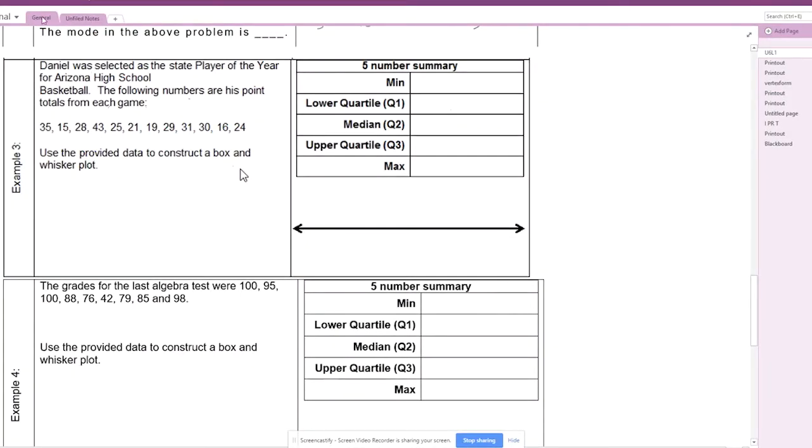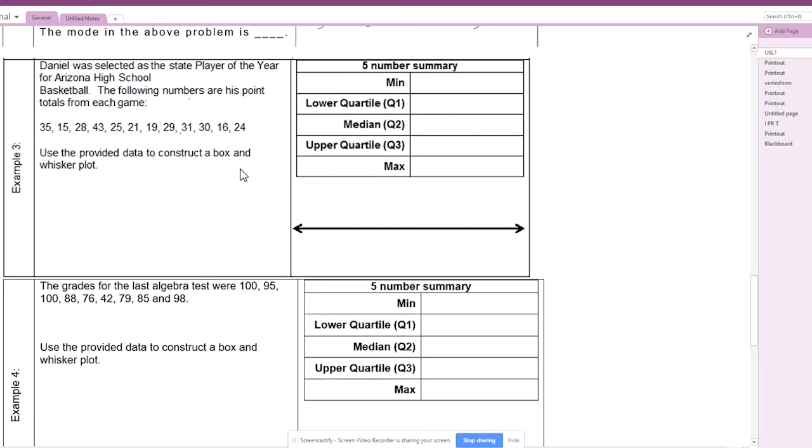All right, so Daniel was selected as the state player of the year for Arizona High School baseball. The following numbers are his totals from each game. Use the data provided to construct a box and a whisker plot. So the first thing that we need to do is order this list from least to greatest.